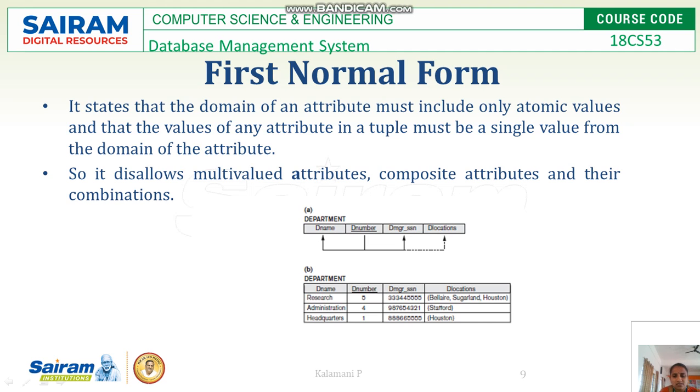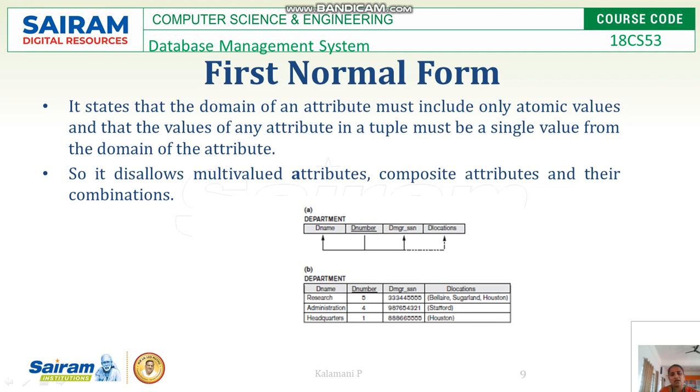So here, according to this, one department can be located in many places. For example, we will take the department research. The department research is located in 3 different locations. So the other attributes are not violating. Here the department location is a multi-valued attribute. It takes more than one value for a tuple. So it violates the first normal form condition. It is not atomic. It is a multi-valued attribute. So now we have the attribute which is violating the first normal form condition: department location.